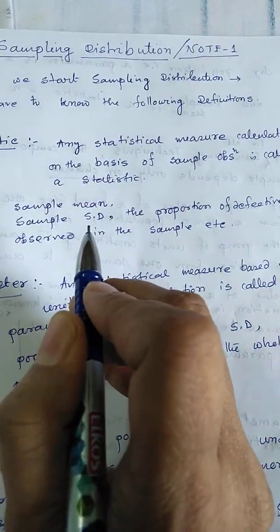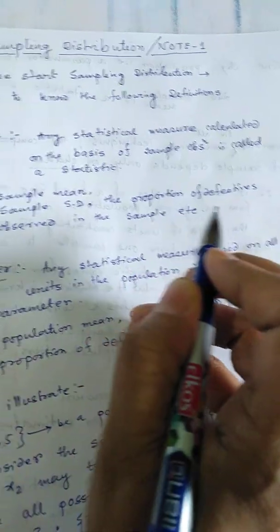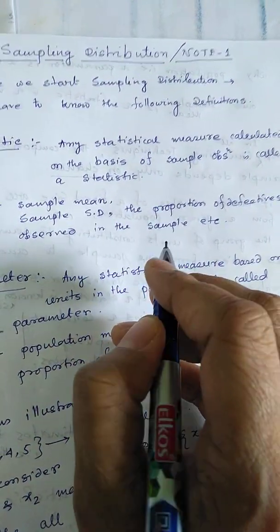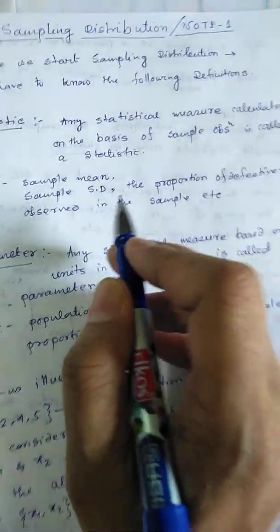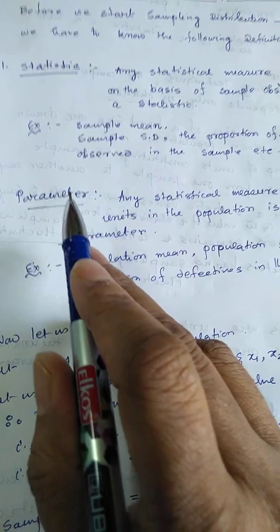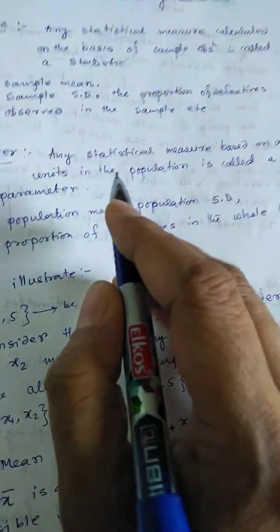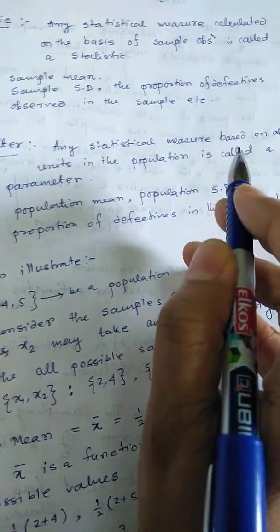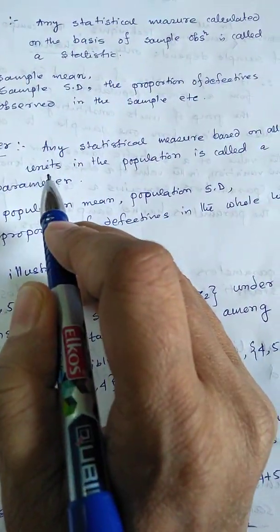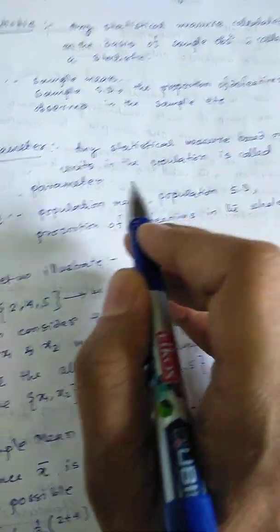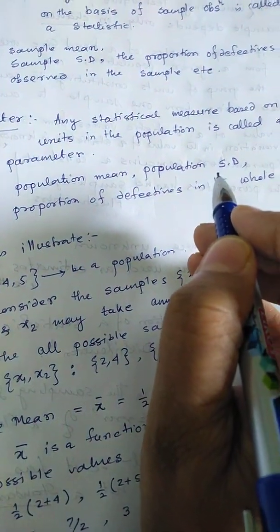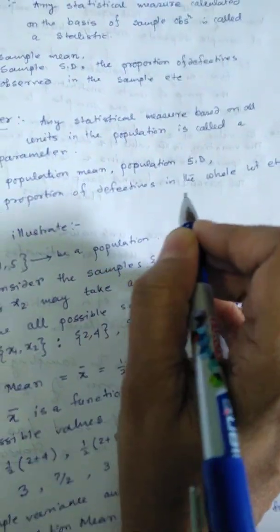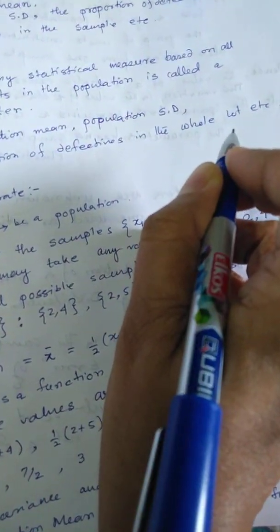Examples are sample mean, sample standard deviation, and the proportion of defectives observed in the sample, etc. Already we have discussed sample mean and sample standard deviation. Now, the next definition is parameter. A parameter is also a statistical measure based on all units in the population. Examples are population mean and population standard deviation, also the proportion of defectives in the whole lot, etc.